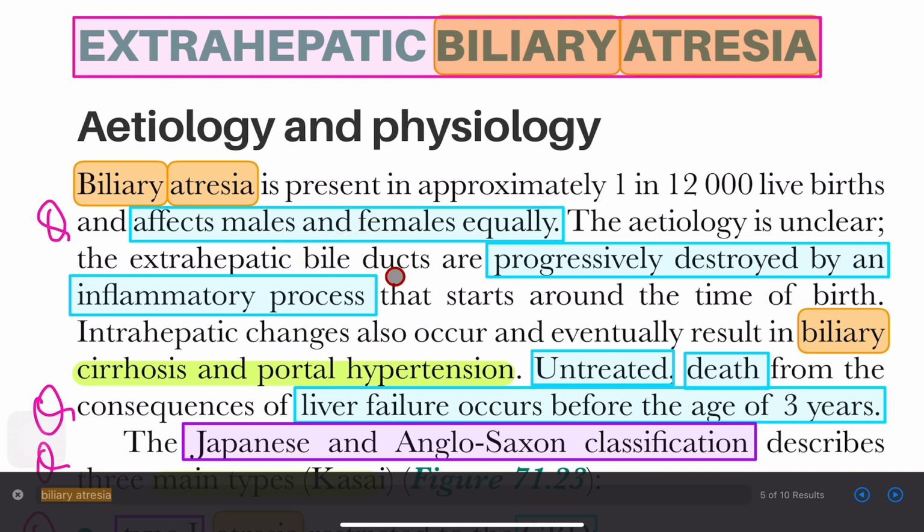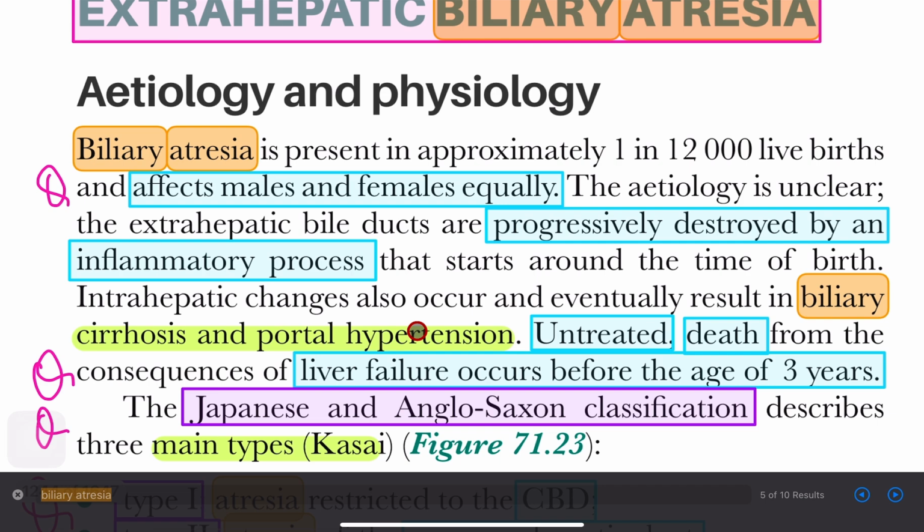Just remember, biliary atresia affects males and females equally, and choledochal cyst affects females mainly. You may get confused in the exam. So biliary atresia is equal in males and females.